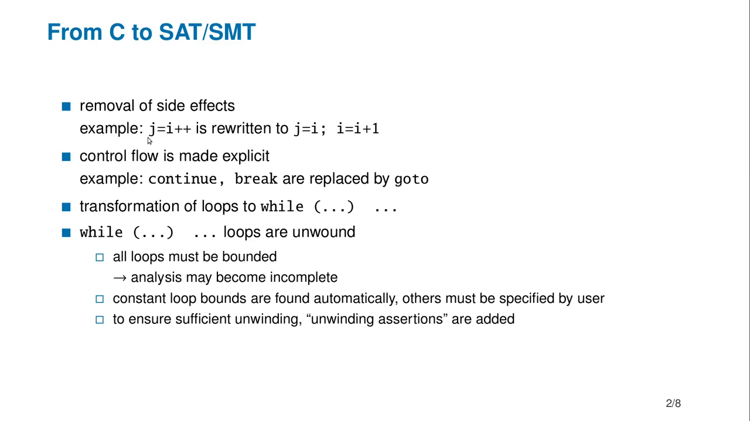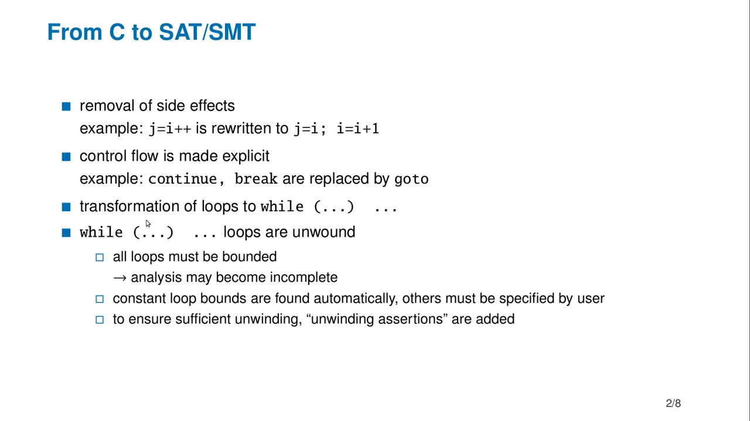Then certain control flow statements are made explicit. So in a loop we could have a continue or break statement, and then it's not explicitly stated where to continue, and this can be simplified by using go-to statements.